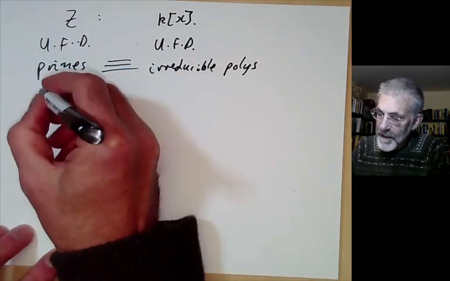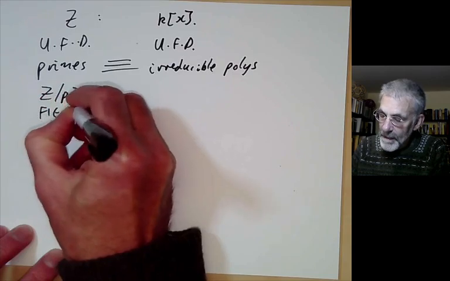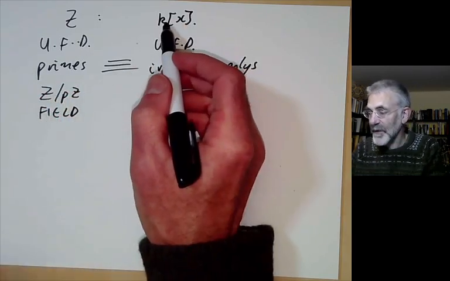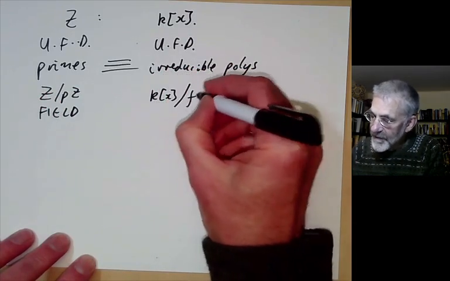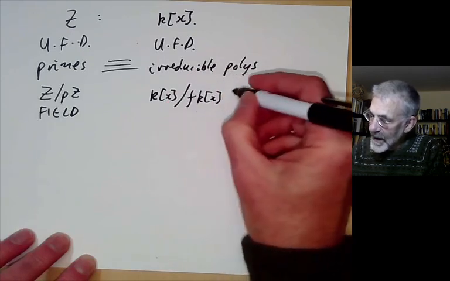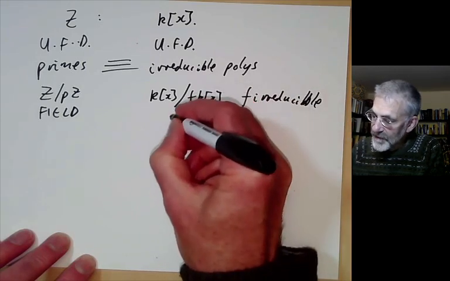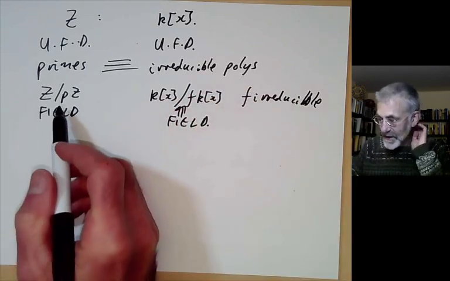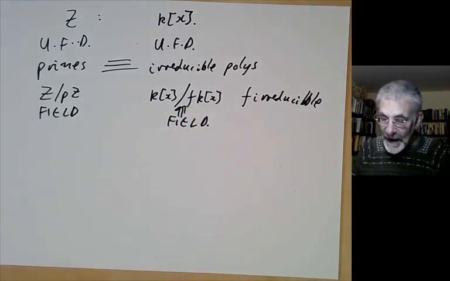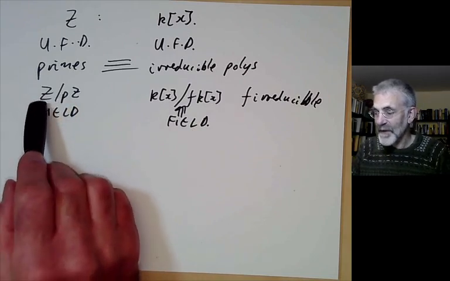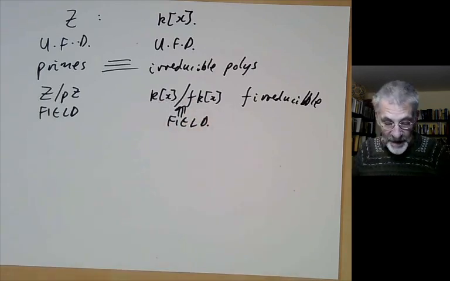And now for the integers, if we took the integers modulo a prime, this was a field. And if we take the ring of polynomials over a field, K[x], and take K[x] modulo f, where f is an irreducible polynomial, then this is also a field. And the proof of this is much the same as for the integers. You can just use Euclid's algorithm to find inverses. And an awful lot of stuff we've talked about for the integers modulo p in number theory generalizes to these fields here.